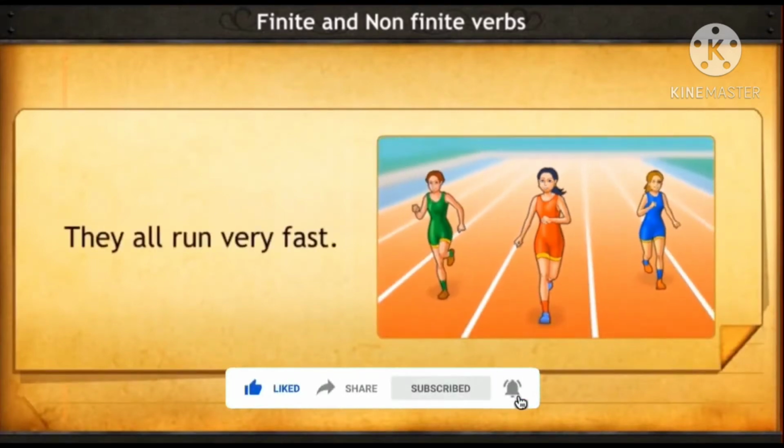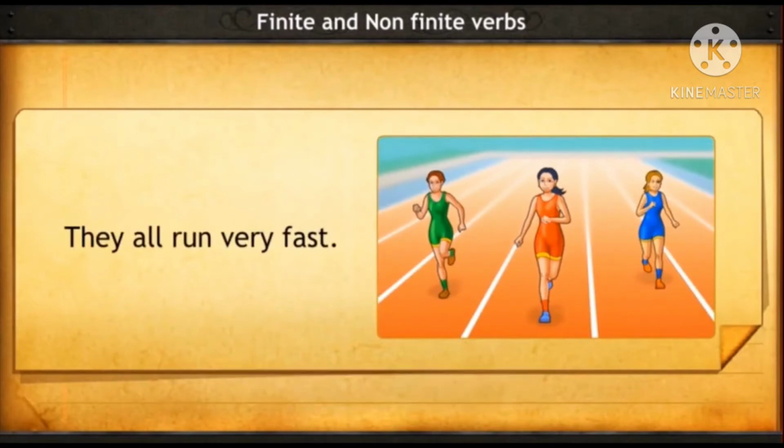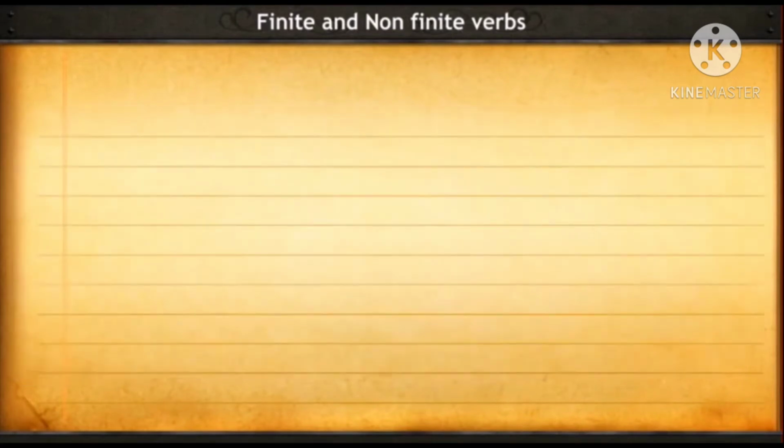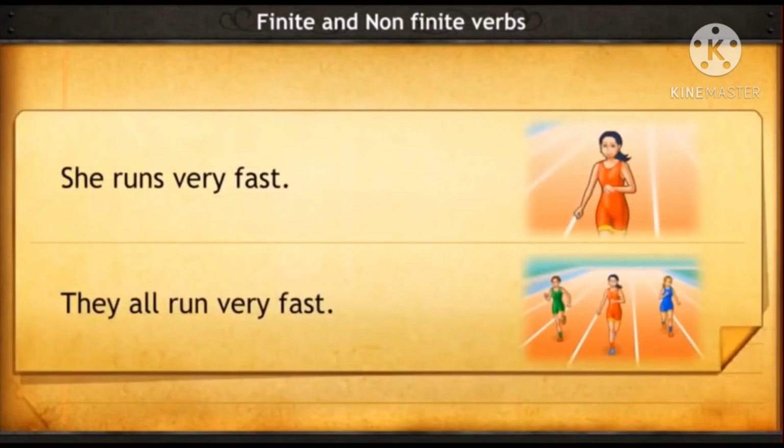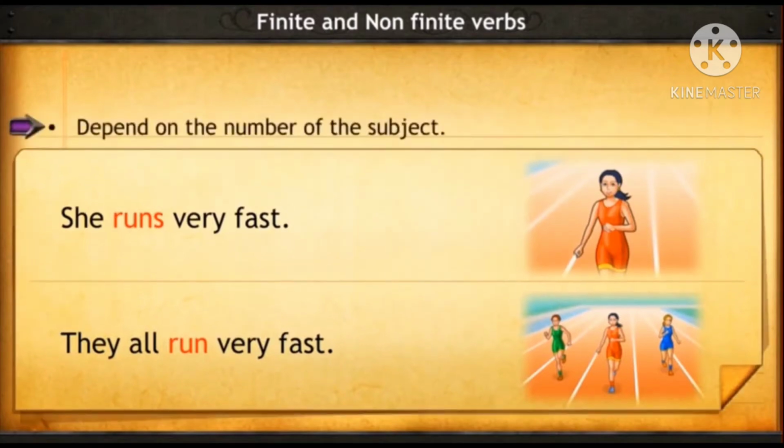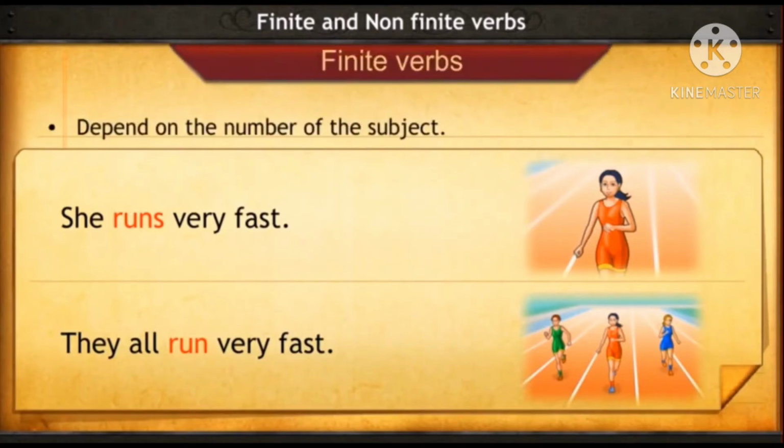Consider the sentence, she runs very fast. Now consider this sentence, they all run very fast. In the first sentence, we use the verb runs because the subject she is singular. In the second sentence, we use the verb run because the subject they is plural. The verbs run and runs depend on the number of the subject. They are called finite verbs.